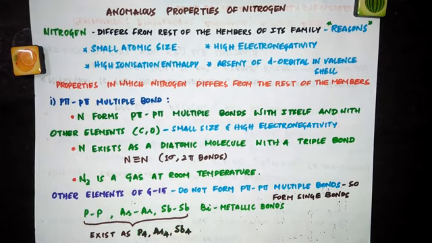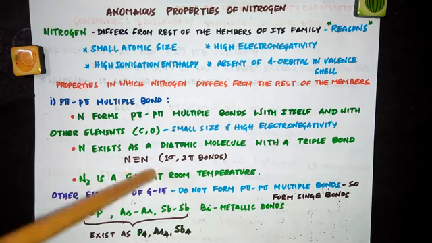Now we will see some of the anomalous behavior of nitrogen which are supported by some of its characteristics or properties. First one, p-pi multiple bond. Nitrogen can form p-pi multiple bonds with itself and with other elements like carbon and oxygen. When we say p-pi multiple bond, we actually mean overlapping of the p orbital of one atom with the p orbital of another atom. You would have studied about this in grade 11, chemical bonding and molecular structure. So nitrogen is capable of forming p-pi multiple bonds with itself. So that's why we have N triple bond N.